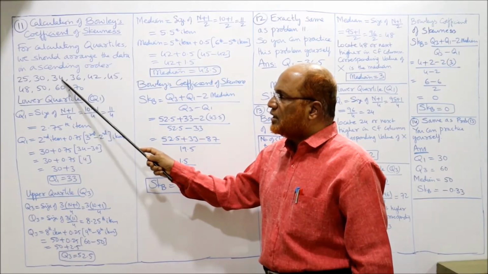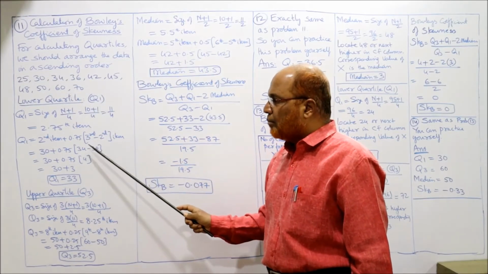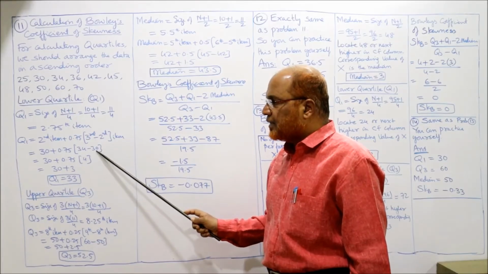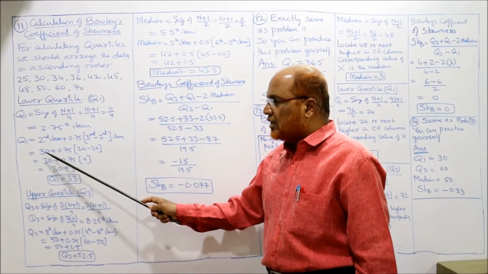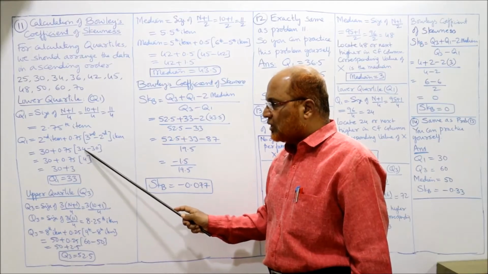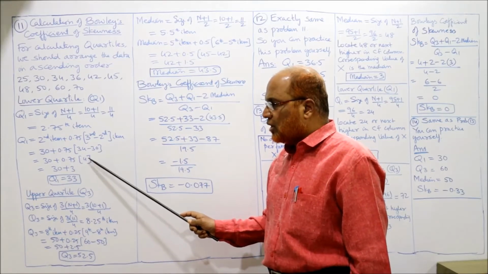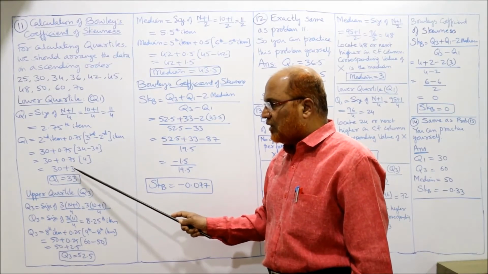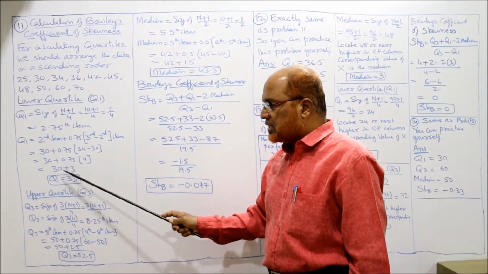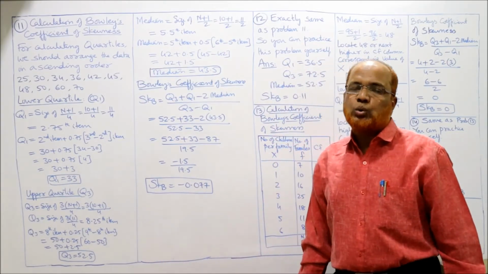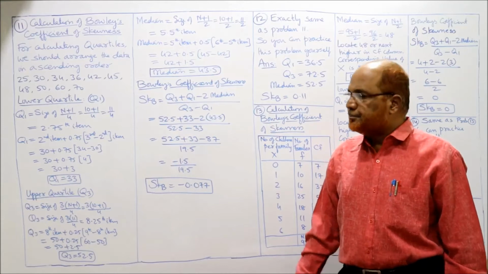What is the third item here? 34. So 34 minus second item 30. Second item is 30. So 30 plus 0.75 into 34 minus 30 is 4. So if you multiply 4 into 0.75, you will get 3. So 30 plus 3, 33. One value we got, Q1, the lower quartile.